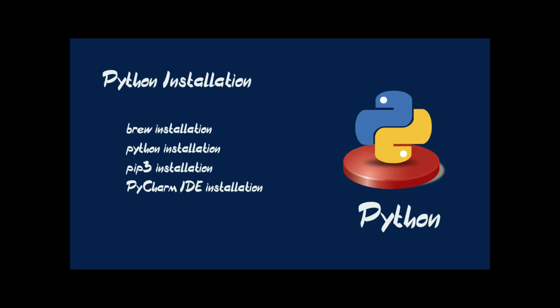After that we will install PyCharm. PyCharm is an IDE for Python coding, similar to how we have Eclipse for Java. For Java we can write code using Eclipse. Similarly we have the PyCharm IDE, and we will use the Community Edition here, which we can use freely. We will see that part also. So let's start one by one: brew installation, then Python, then pip, and after that PyCharm.